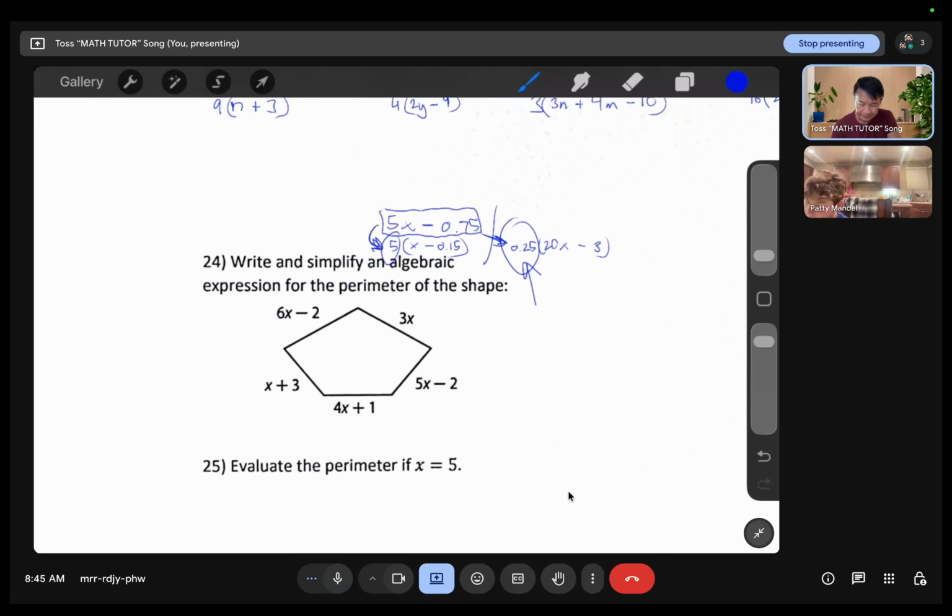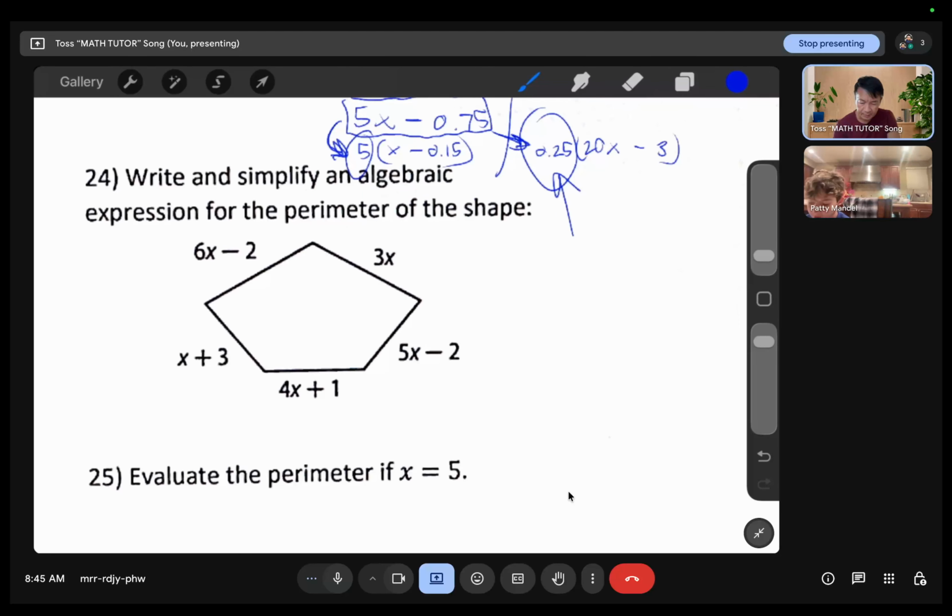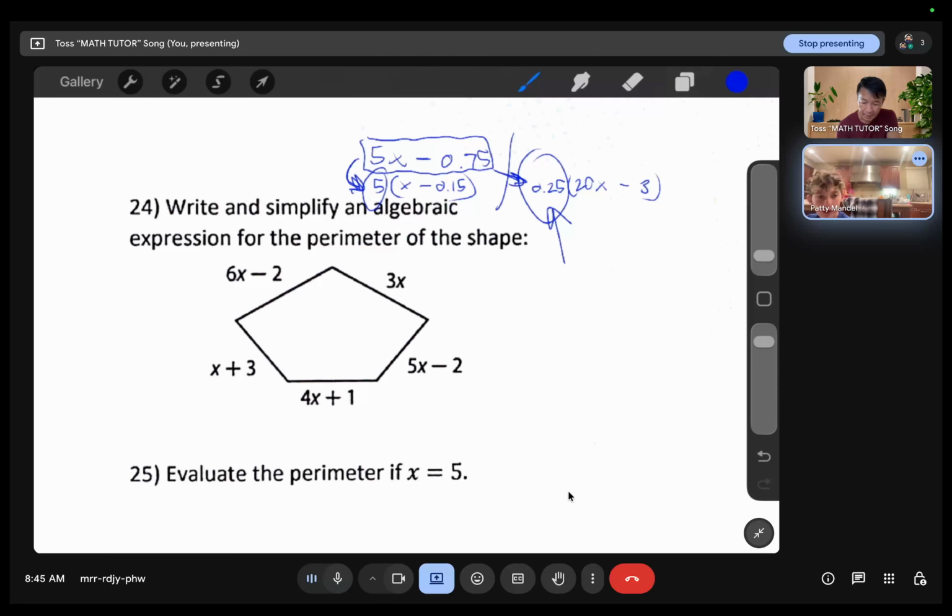Okay, what about this one? Write and simplify the algebraic expression for the perimeter. Remember perimeter? It's all the sides. The definition is the distance around a figure. It doesn't matter what the figure is. It could be curvy or straight, or partly curvy. You'll learn how to deal with that, like a quarter of a circle. There's a way to get the distance around that curve, but not yet.